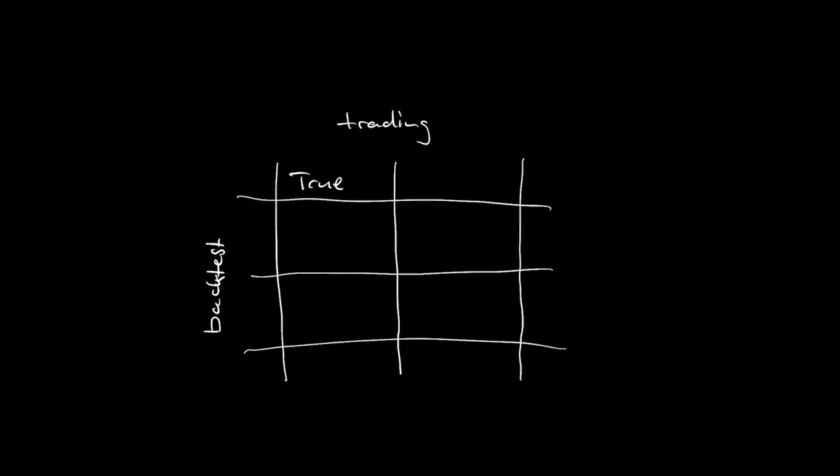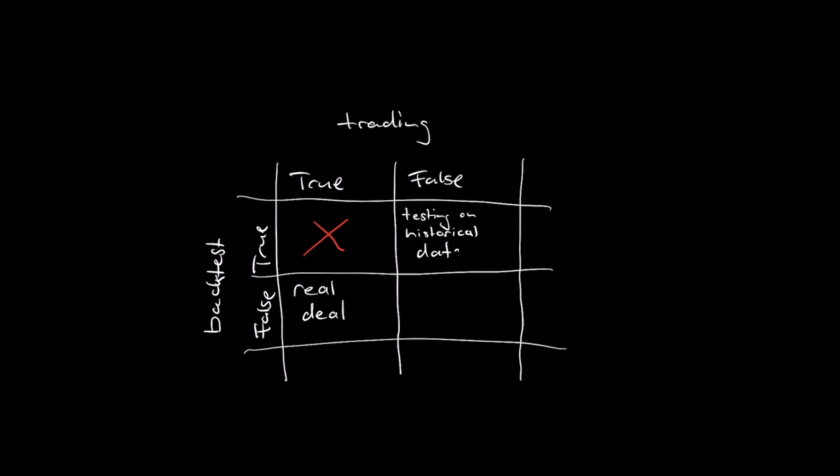If we have trading true and backtest true, that makes completely no sense. We don't want to trade on history data. If trading is true and backtest is false, we go for the real deal. So it means we are trading on real life data, but we can also set trading to false and then do a backtest, which means we simulate trading on history data, or we do a simulation on live data.